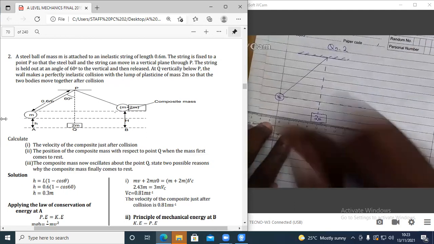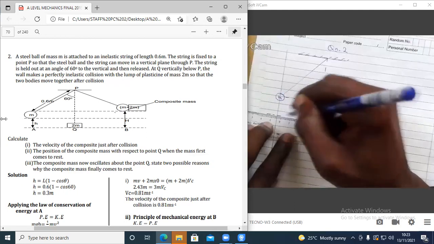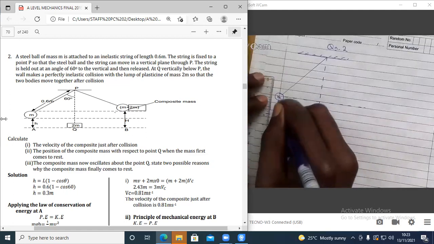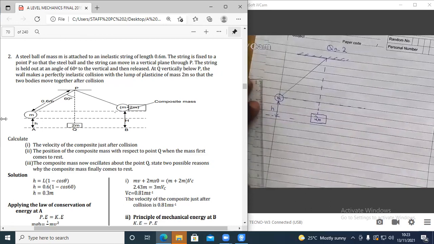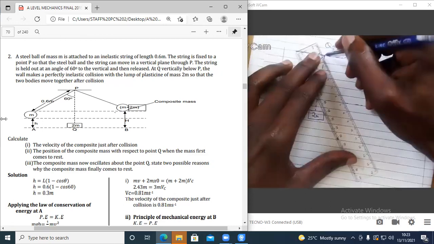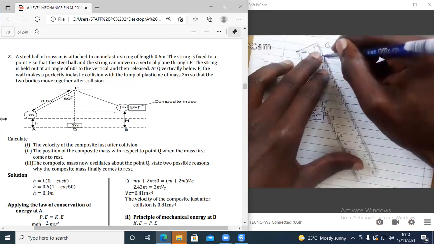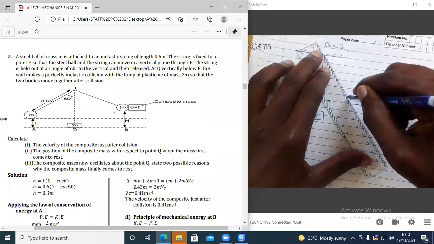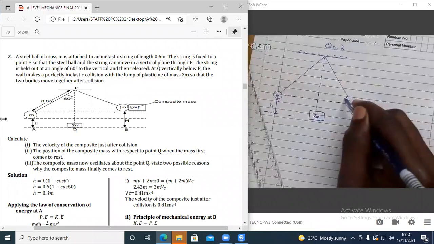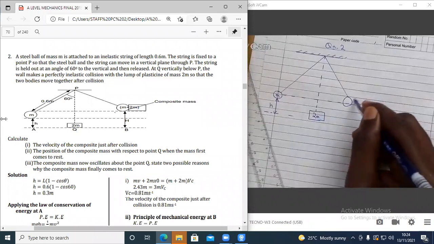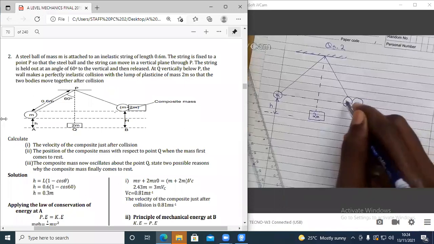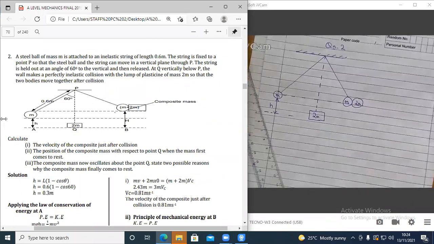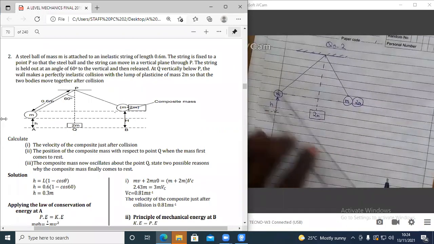Before, the ball was released from a given height, this small h. It is now swinging, and in the process of swinging it got stuck. Now they were moving with a common velocity. So this is m, then this is 2m, that is 2m, now all combined.